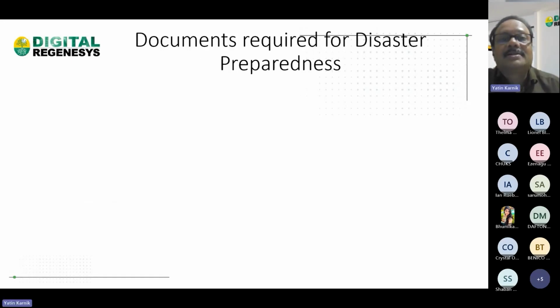Going forward, we require certain documents for disaster preparedness. Why do you require documents? Is it really necessary to prepare documents for disaster management? Is it necessary? I have prepared everything. At the time of disaster, I have done all my activities. I was prepared for this. At the time of disaster, continuity of business, everything was done as per plan. Why should I require the documents now?